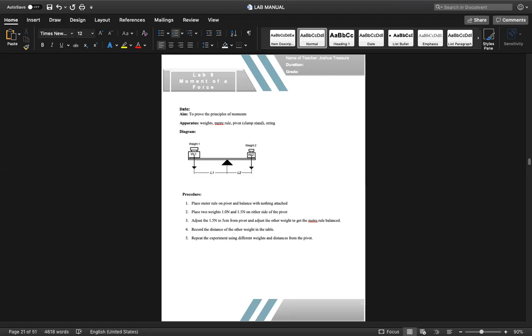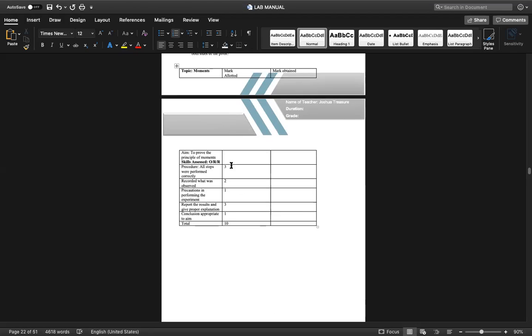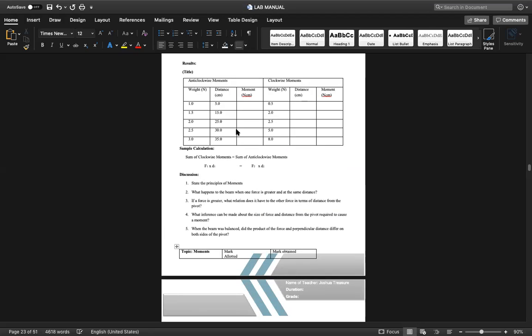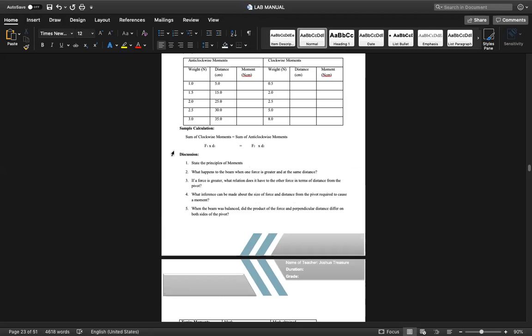Ensure that you have this in past tense, then you can get your full 3 marks. Very easy 3 marks. I give away 3 marks every lab. I don't know why I keep on giving away 3 marks.